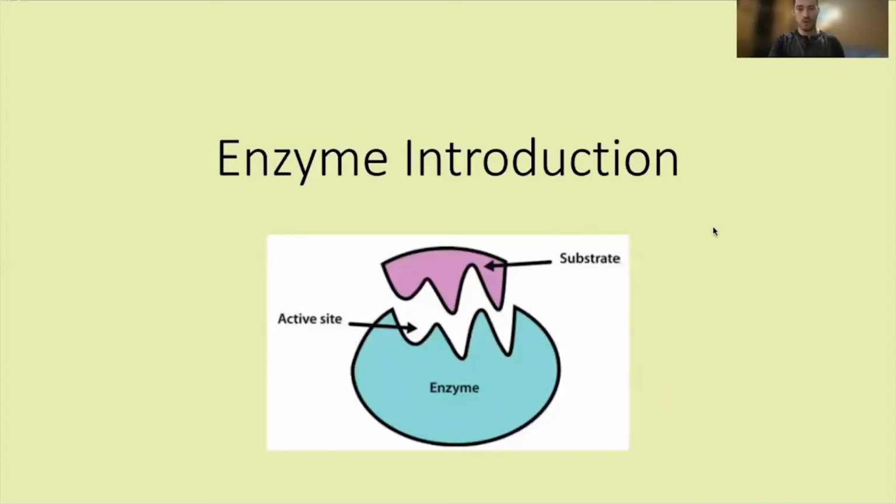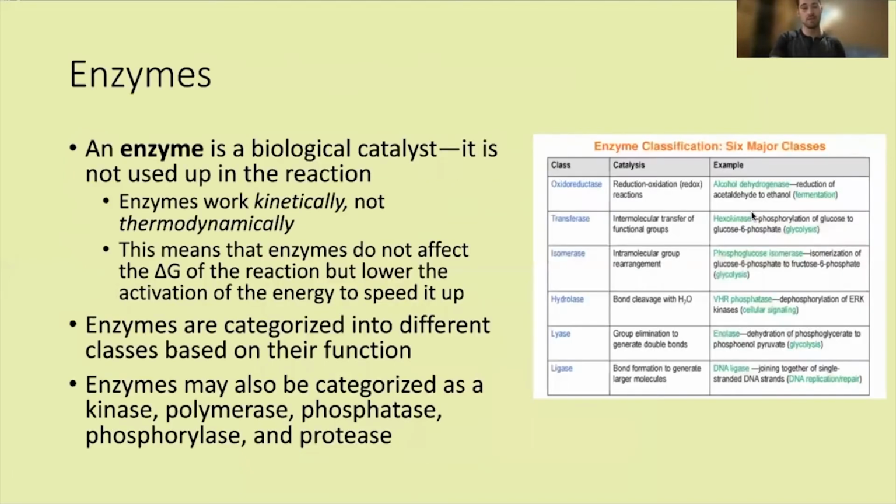Okay, so enzyme introduction. Now that we discussed how proteins are made, we're going to go into one of the really important functions of proteins, which are enzymes. So an enzyme is a biological catalyst that is not used up in the reaction. Enzymes work kinetically, not thermodynamically. So this means that enzymes do not affect the delta G of the reaction, but lower the activation energy of the reaction to speed it up, that should say.